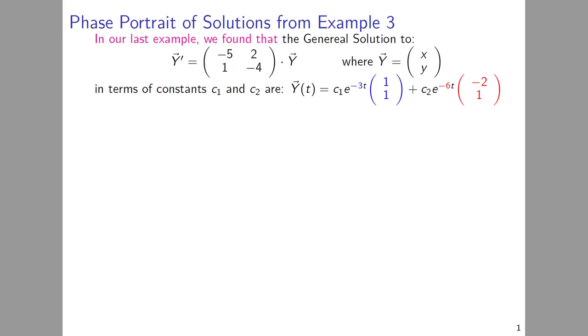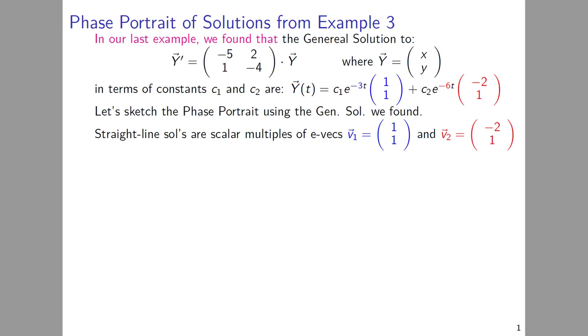In our last example, we found that the general solution of y prime equals the matrix negative 5, 2, 1, negative 4 times y, in terms of constants c1 and c2, is given by y of t equals c1 times e to the negative 3t times the vector 1, 1, plus c2 e to the negative 6t times the vector negative 2, 1. Let's sketch the phase portrait using the general solution that we found.